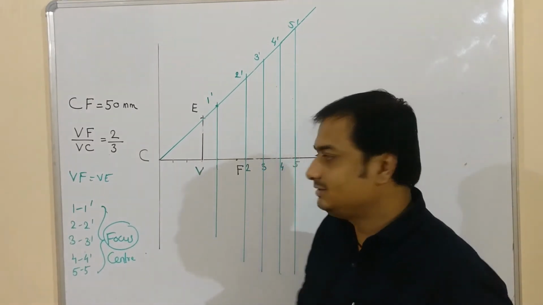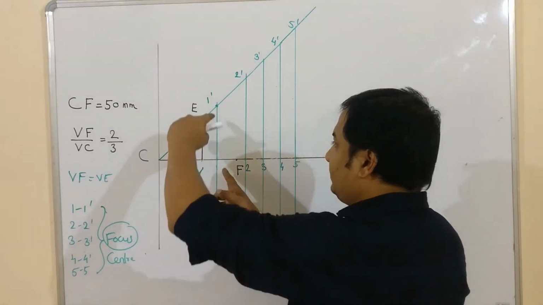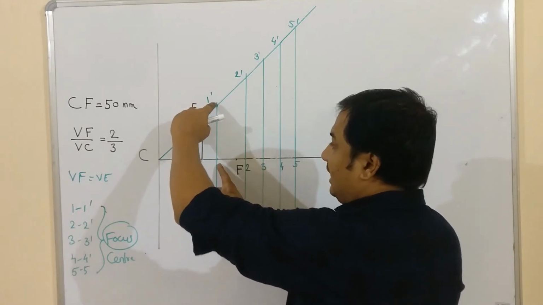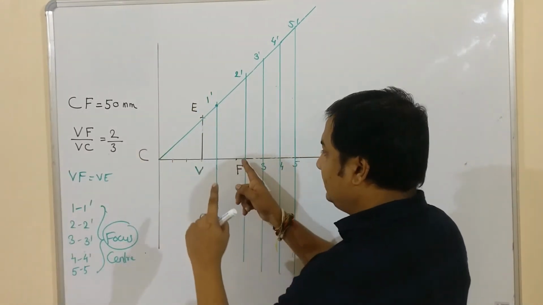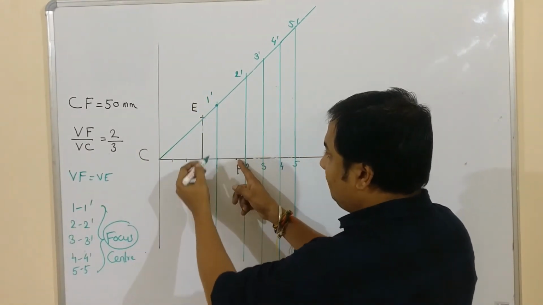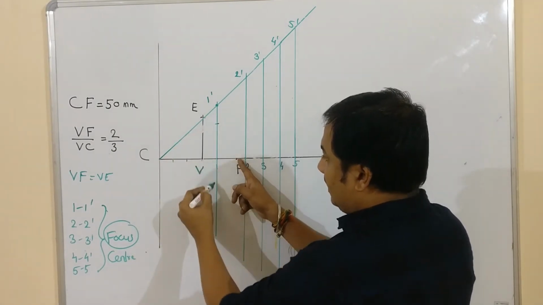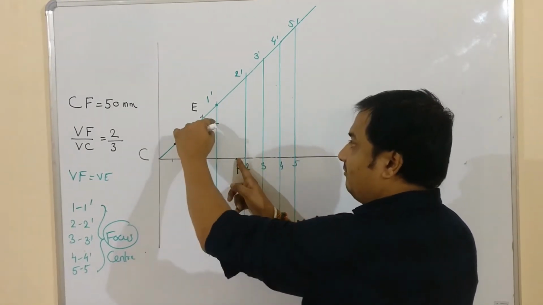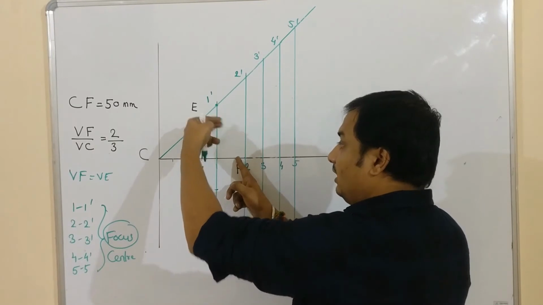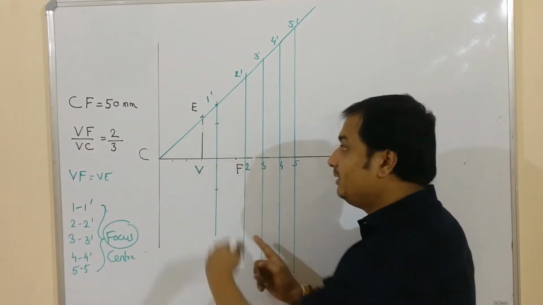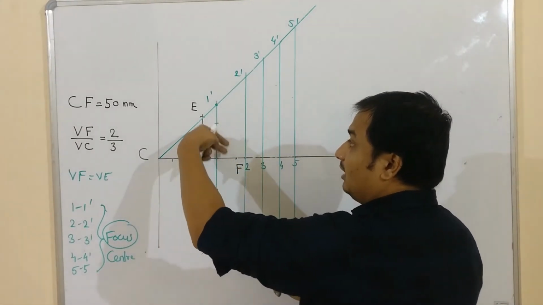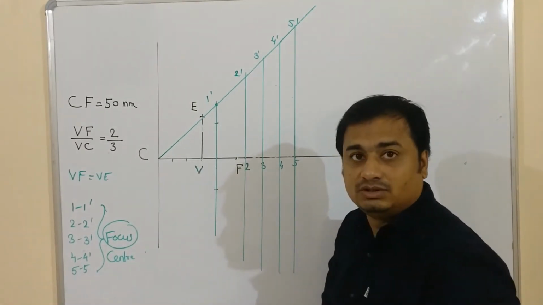So the meaning is, at first we have to take the radius 1 dash, and keep the compass needle at the focus, and cut an arc on that particular line 1 dash, above and also below. So we will be getting the point on the above axis and also on the below axis.